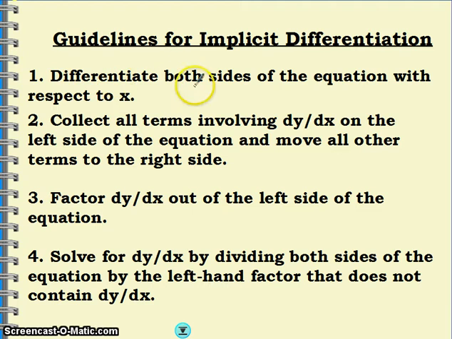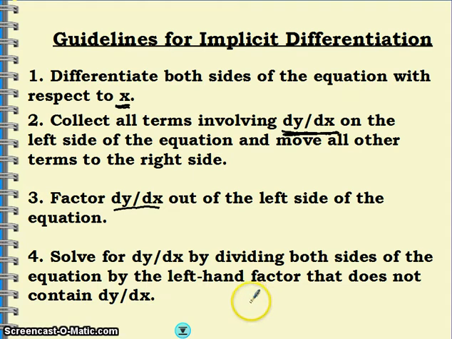We're going to differentiate both sides. We're going to take the derivative with respect to x. Okay, first thing we're going to do. Then we're going to collect all the terms. Now in that last example we only had one term, but sometimes we'll have multiple terms involving dy dx on the left side of the equation and move all other things to the right. We're going to factor out the dy dx out of the left side of the equation. Then we're going to solve for dy dx by dividing both sides of the equation by the left-hand factor that does not contain dy dx.